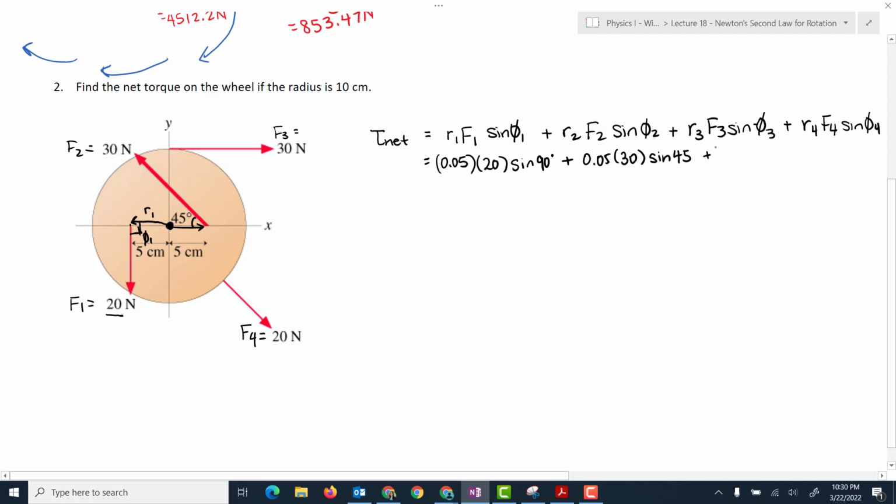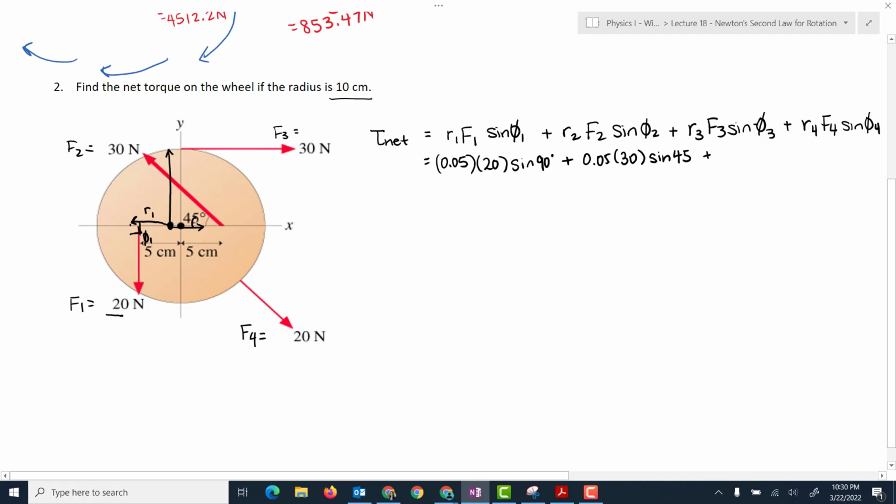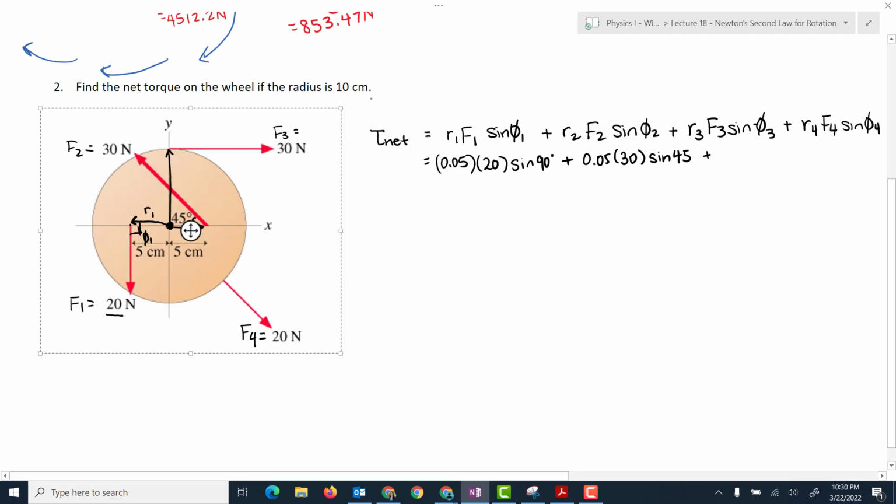Plus R3. R3 is the distance from the axis of rotation to the point where F3 is applied. They tell you the radius of the wheel is 10 centimeters, so that distance there is 10 centimeters. I'll change that to meters, and I get 0.1 meters times F3. The magnitude of F3 is 30, times sine of angle 3, this angle over here, which is still 90 degrees.